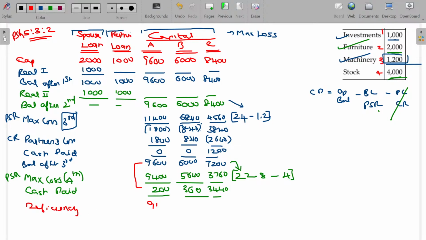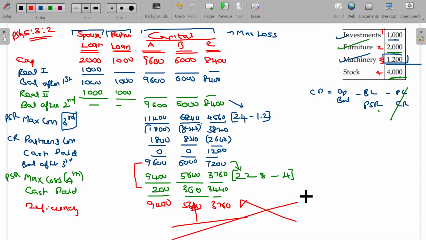9,600 minus 200, 9,400, 5,600, 3,760, non-payable at all. In the earlier class illustration, payment is more than the worth. But here, non-payment. Is that clear? So this one is 5,640.